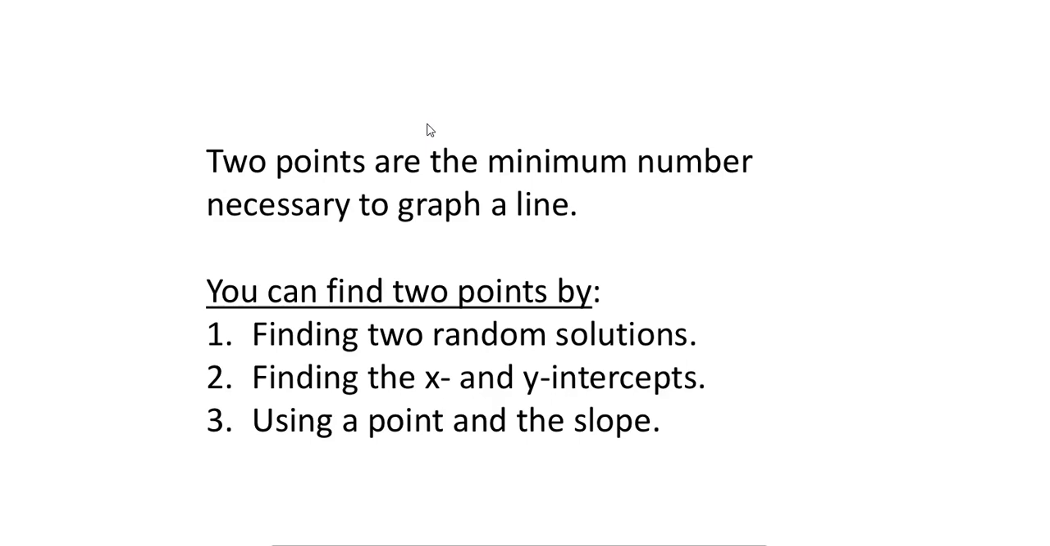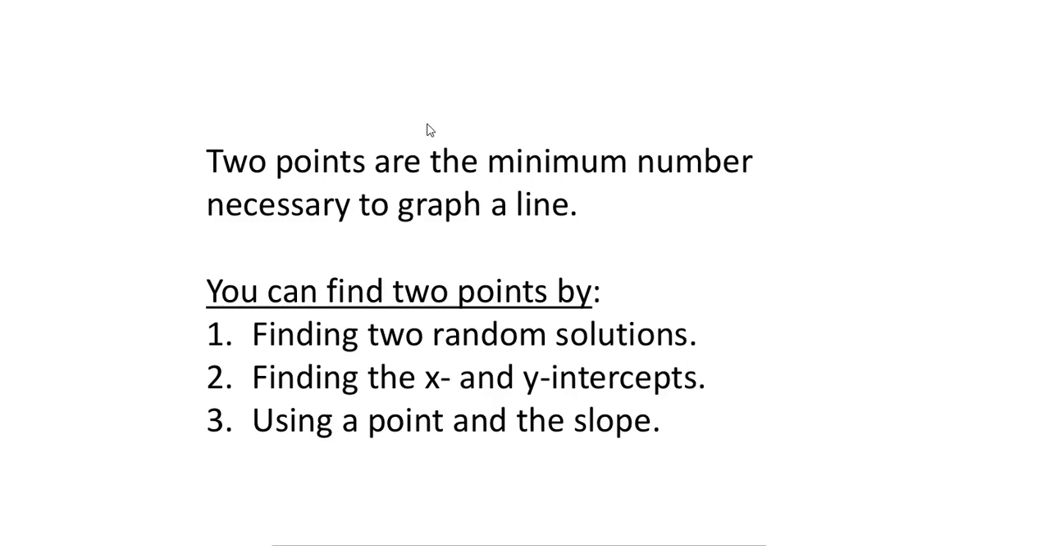You can find 2 points by either finding 2 random solutions. This is the technique that we were using earlier in the chapter when we talked about graphing using the generic method. You just find a handful of solutions and they're kind of randomly found by picking a value for x, plugging it in, and solving for y. So that's one technique you could use and you can continue to use, but we're not going to cover that technique in this section because we already talked about it previously.